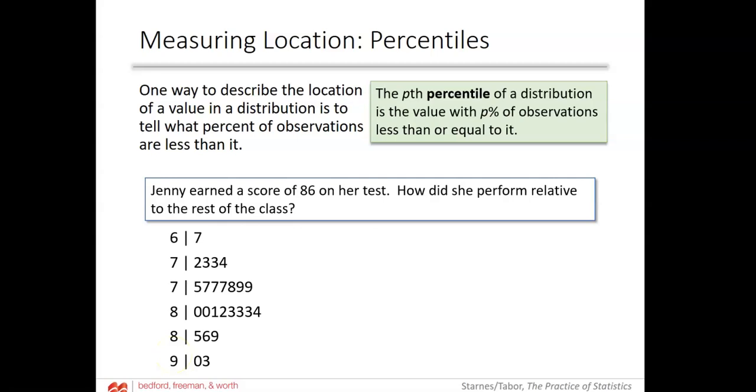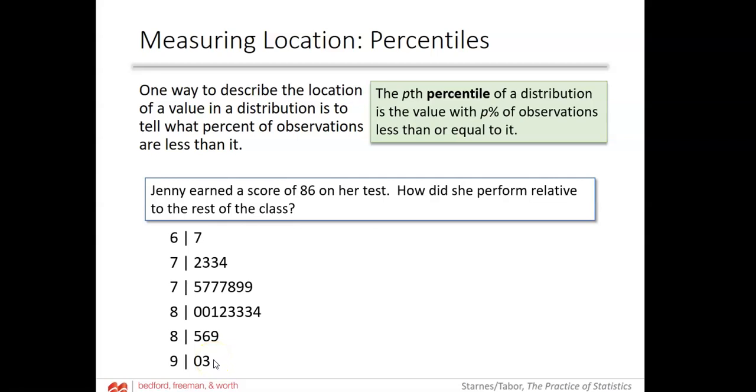Okay, so here's an example. Jenny earned a score of 86 on the test. How did she perform compared to the rest of the class? We can put a percentile to that. First you have to find 86 in the stem plot. Remember we did stem plots last chapter. Hopefully you see right down here, 8 in the stem and then the 6 in the leaf. That's the number 86. It looks like there's maybe 3 numbers above 86. There's an 89, there's a 90, and there's a 93.